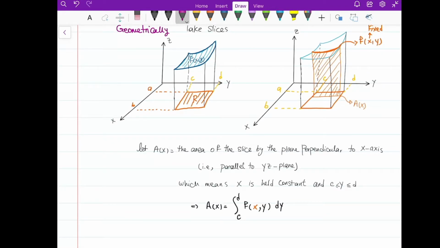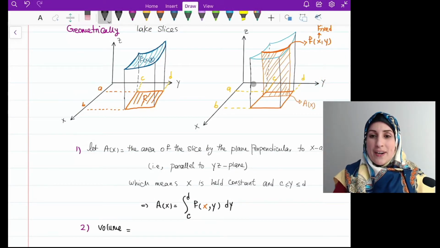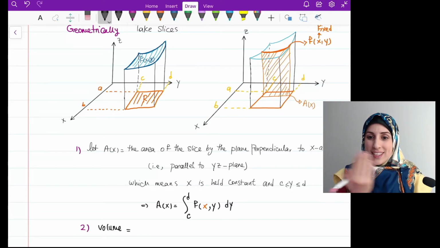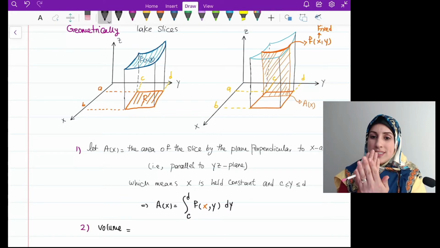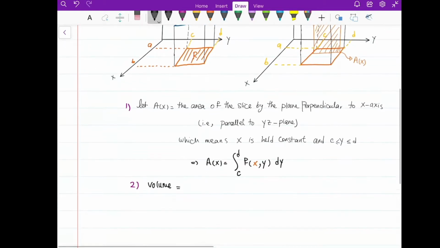Now on the second step, this was the first step, I'm going to find the volume. The volume is basically what I get when I add up all these slices. Just assume that we have a solid in here, and we make it into slices, and then we just need to add up all the slices to get the volume that we want, right? So the volume would be the integral from a to b of A(x) dx, right?